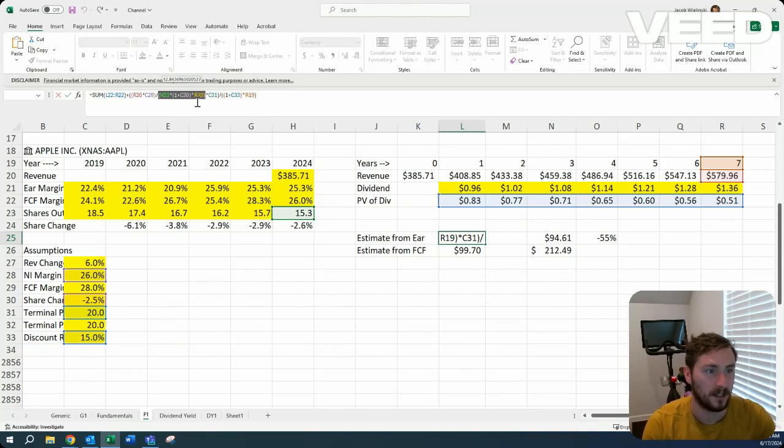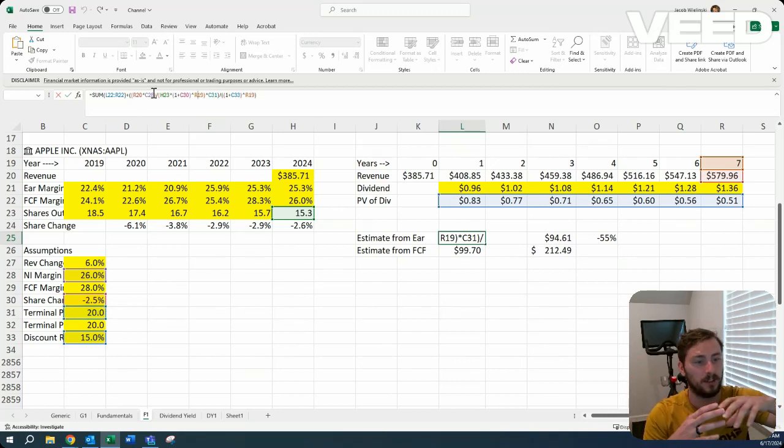And then you multiply it by the terminal PE. So you're just taking the present value of your earnings, you're dividing it by the total number of shares that there will be at that point, and then putting a multiple to it. And in this case, it's 20. And then you're dividing that whole thing now by the discounted rate at the end of 7 years.